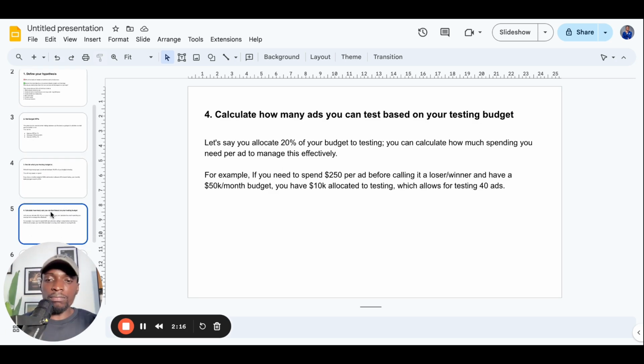And the fourth thing you want to be doing before you launch a creative test is to calculate how many ads you can test based on your testing budget.